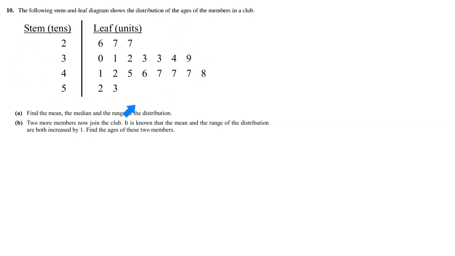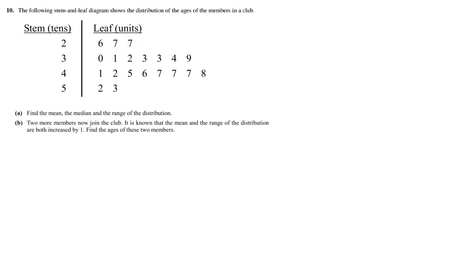In the same leaf diagram here, each number represents one single value. So here 26 is the first number. This 6 in the first row represents 26. This is 20 and 7, 27. This is also 27. So this one means 30. So on and so on. Therefore, if you want to know how many data there are here, you are going to count the leaf part only. You don't count the stem part.